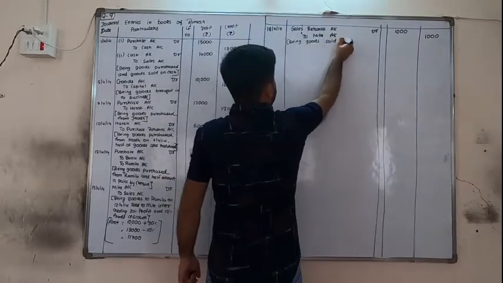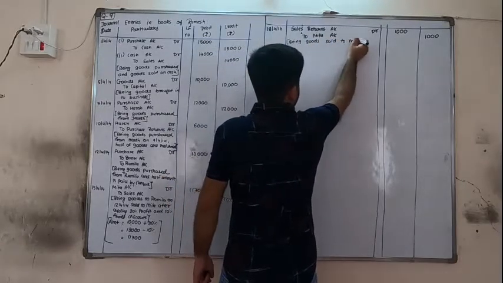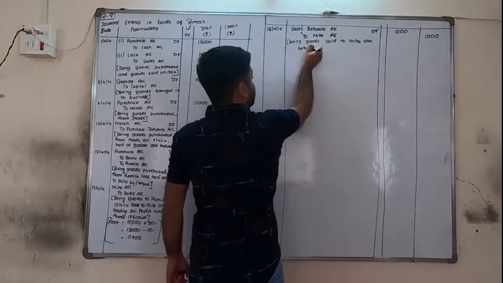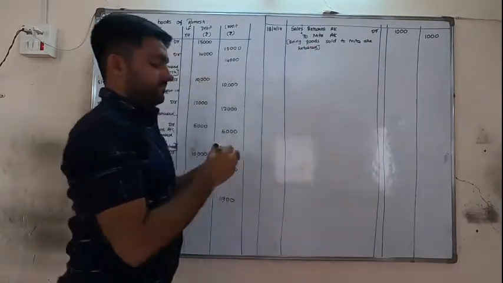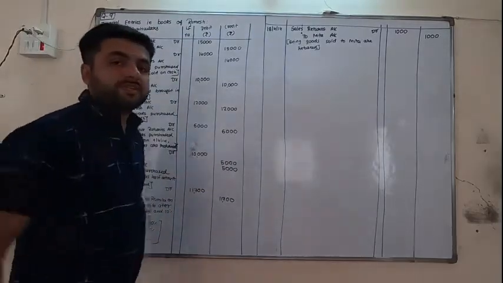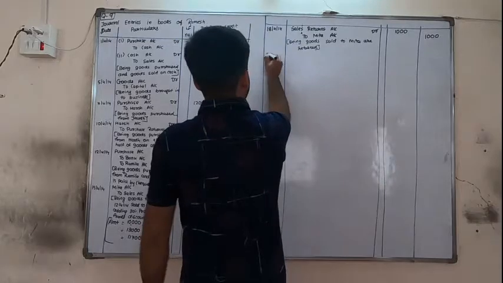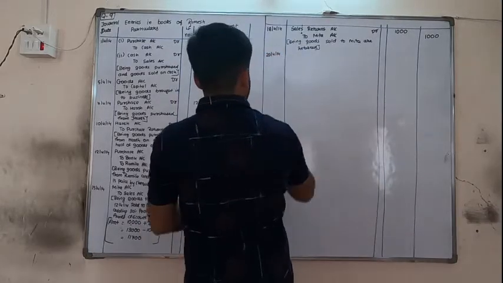Goods sold to Meeta are returned. Next date is 20/4/40.